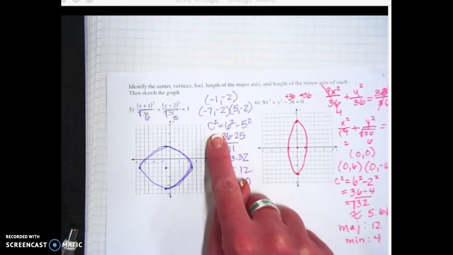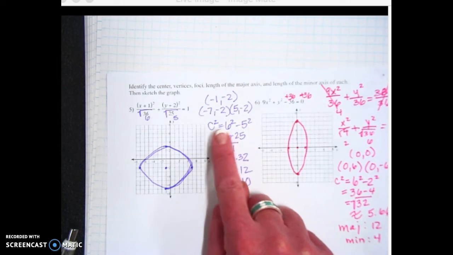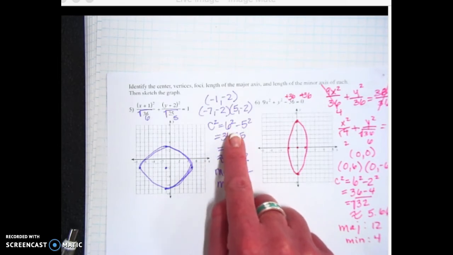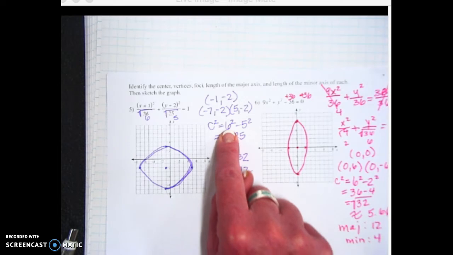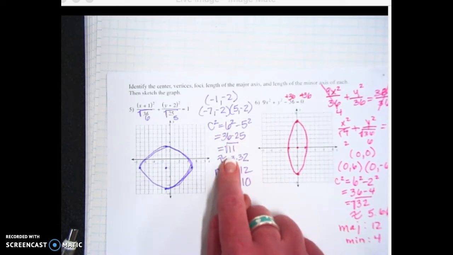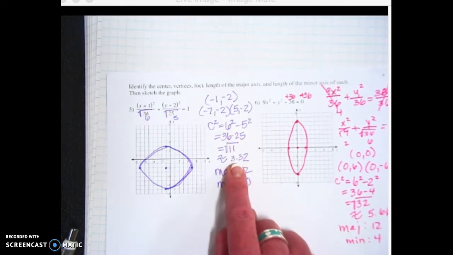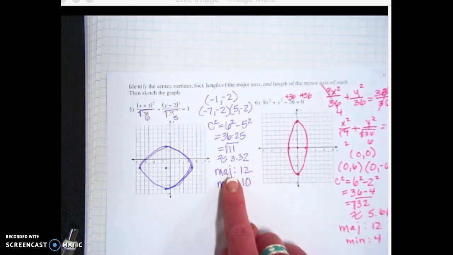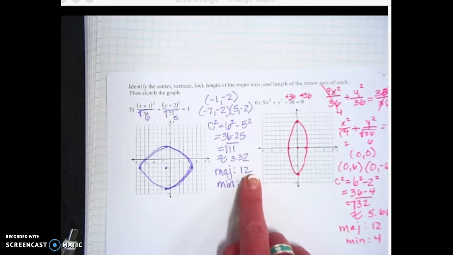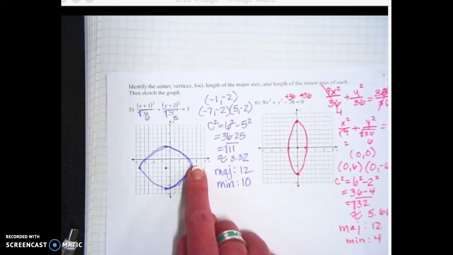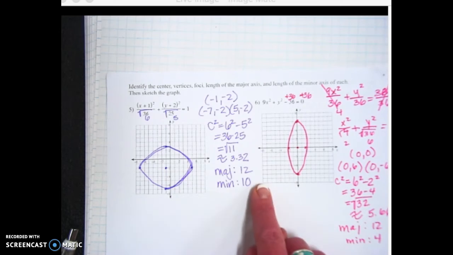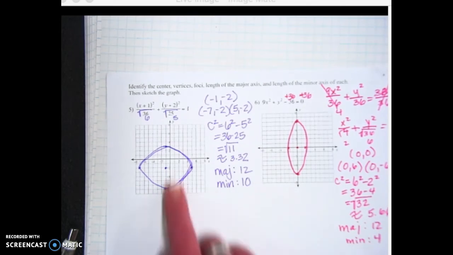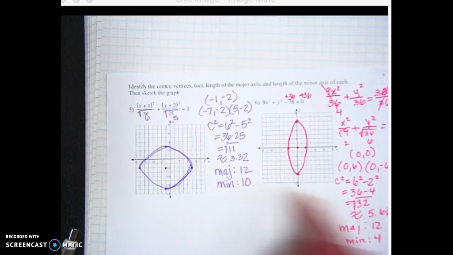You're going to find the foci by completing c² = a² - b². Always put the larger number first, and then that should give you roughly 3.32. The major axis is 12. I just got that by doubling this, or counting all the way across, which is 12. And the minor axis is 5 + 5, which is 10.